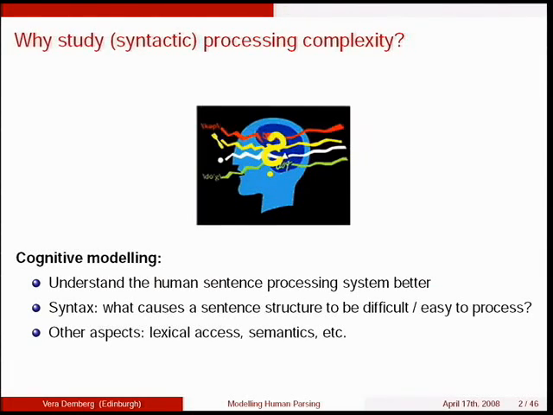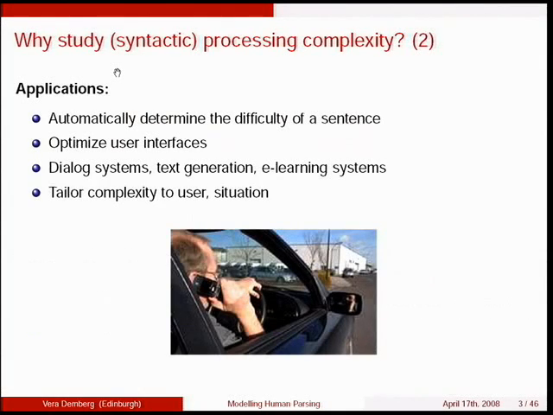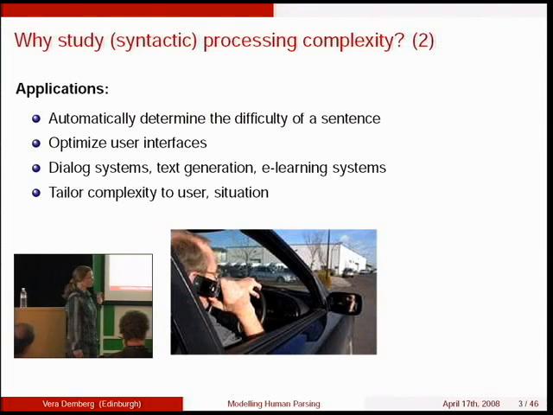inform us about that. And I'm focusing on syntax, so that's the sentence structure, and looking at how different sentence structures are more or less difficult to process. But you could also use this for applications in natural language processing. For example, in all kinds of natural language generation systems, you could use this to optimize the user interface. Because if you have a very open text generation system, there are lots of different ways in which you can formulate a certain number of facts. And how do you choose among them?